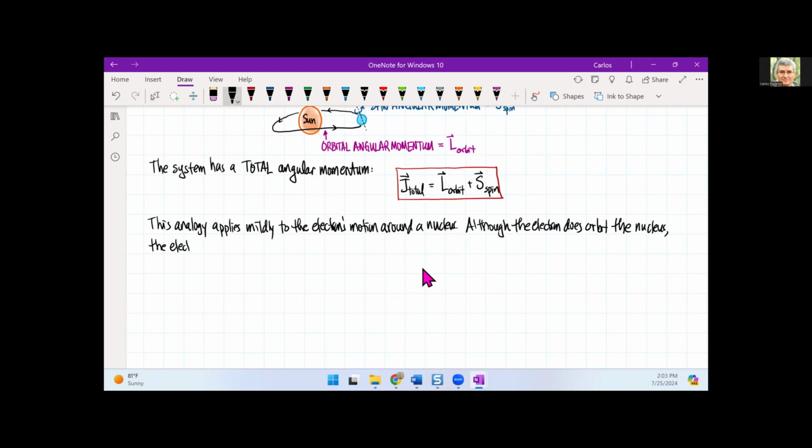The electron does not spin about its own axis. And let me tell you, yes, I'm well aware that there are courses and material online that tell you that electrons do spin. They're going to tell you differently. But electrons do not spin.